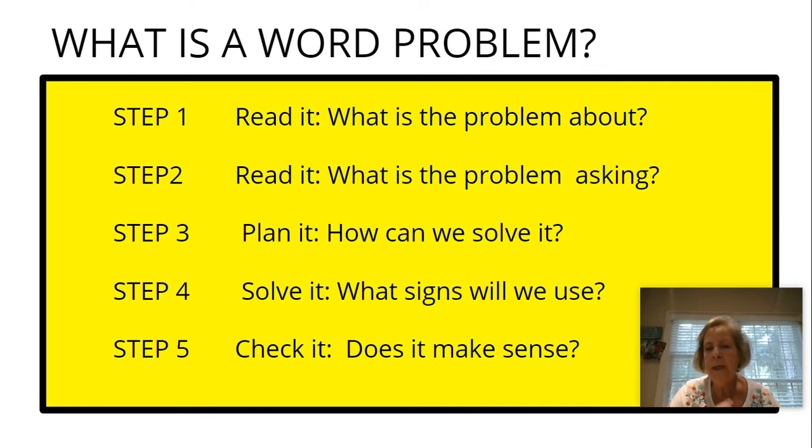Step number three, how can we solve the problem? We have to make a plan to solve this problem. Number four, what signs or symbols will we use? Is the story going to ask for something that is getting bigger or something that is getting smaller? More or less? And step number five, always be sure to check your work. Be sure it makes sense because that's how we are sure to get our questions right.